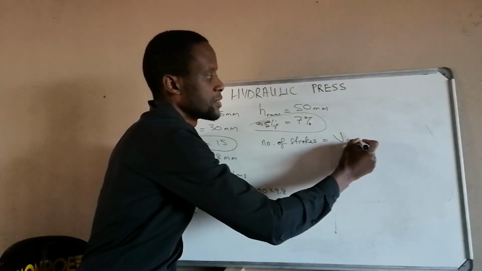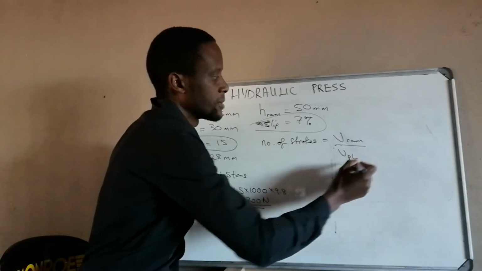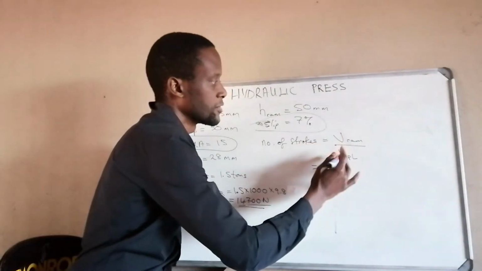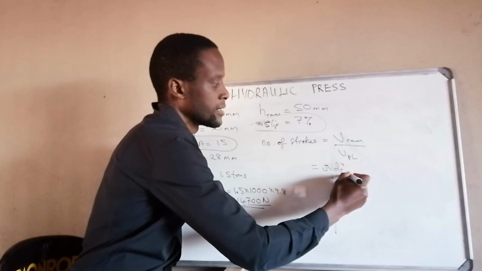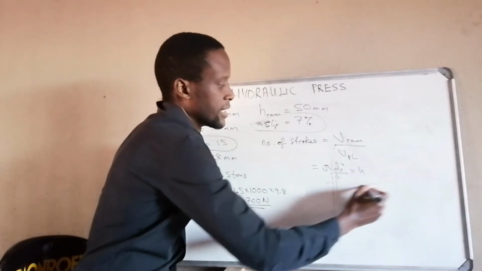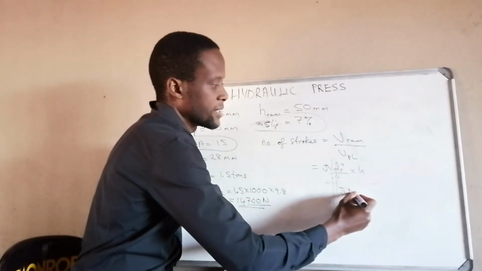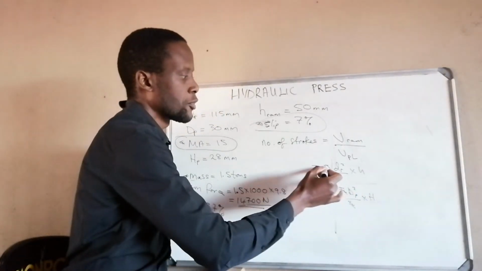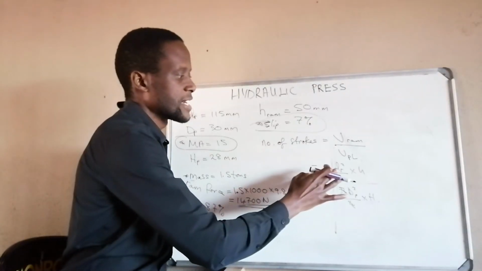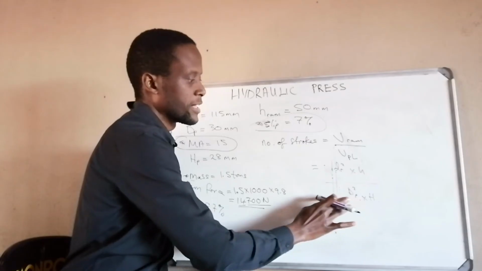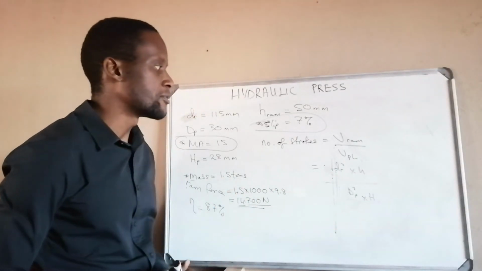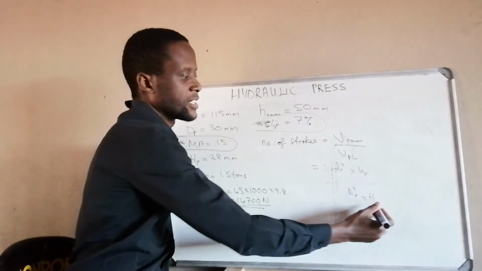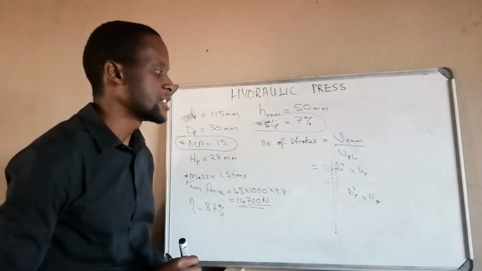is equal to the volume that is received on the ram over the volume that is displaced at the plunger. In this case, we know volume is equal to pi d square over 4 times the height. So the volume of the ram is pi times the diameter of the ram square over 4, multiplied by the height. Then on the plunger side, pi times the diameter square of the plunger over 4 times the stroke length of the plunger. Pi and 4 divide themselves out. So we have the diameter square of the ram times the height of the ram over the diameter square of the plunger times the stroke length of the plunger. Then this becomes much easier for us to calculate.